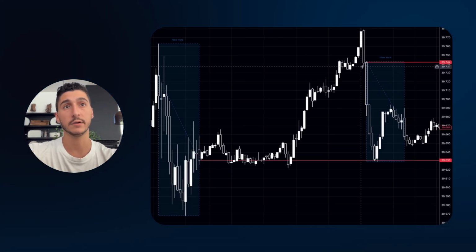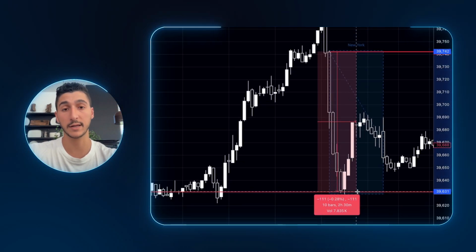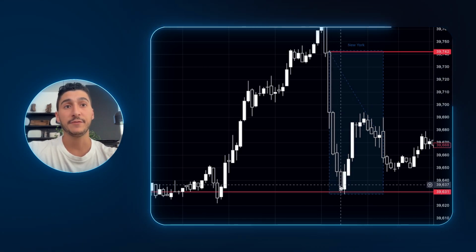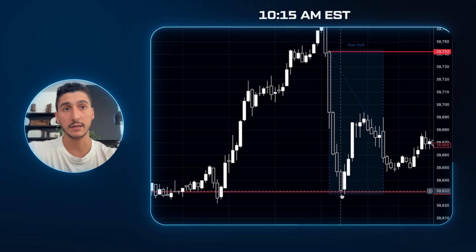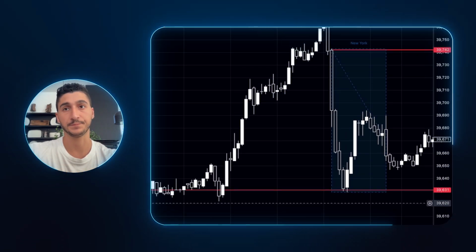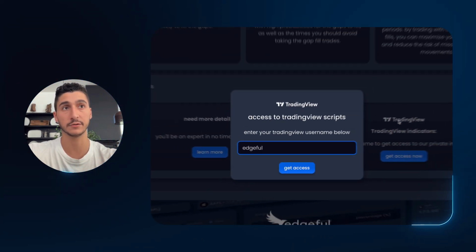So now there is a gap up on YM of 111 points. So this gap filled at 10:15 Eastern time. You can see right here, price came down to touch that red line. This is a gap fill when price touches the previous day's close.